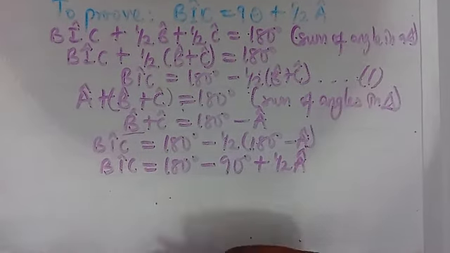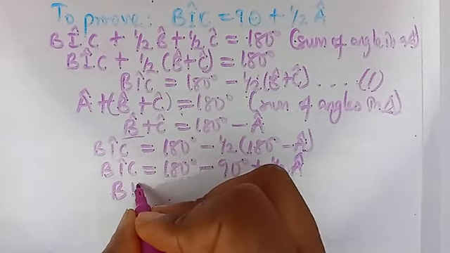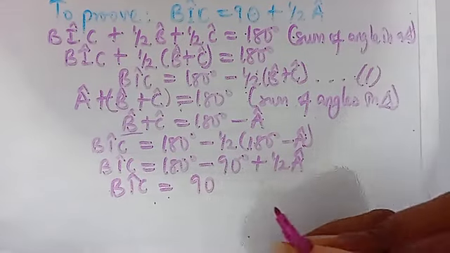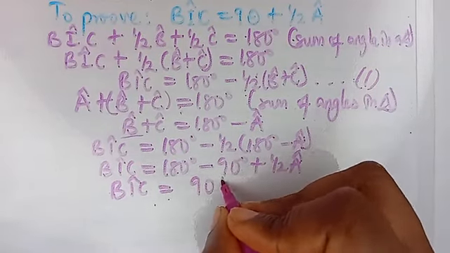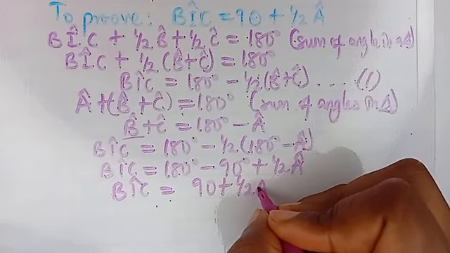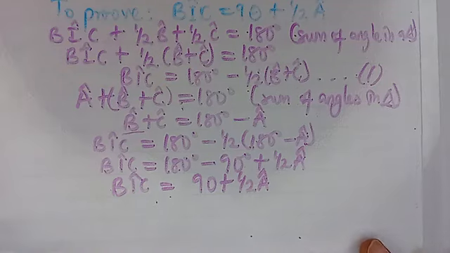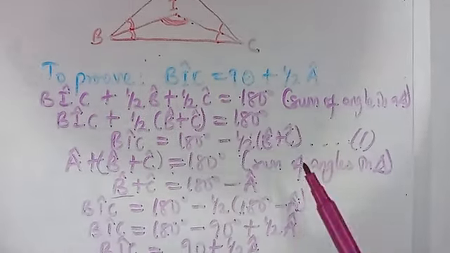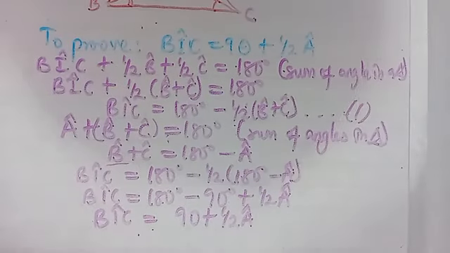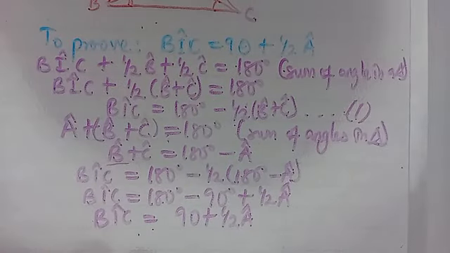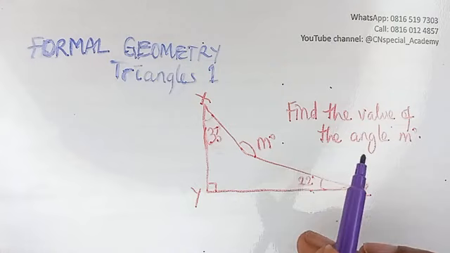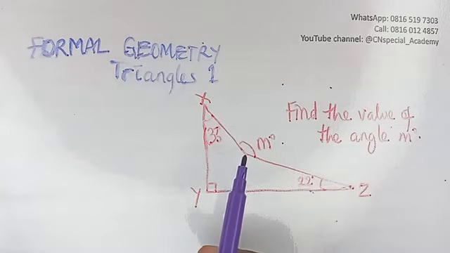Now we have that angle BIC is equal to 180 minus 90, which is 90 degrees, and then we bring down plus half angle A, which, when you look clearly, is what we were given to prove. So we've proved what we were told to do, and we stop here. Okay, now we are presented with the second example, where we are to find the value of the angle marked M.